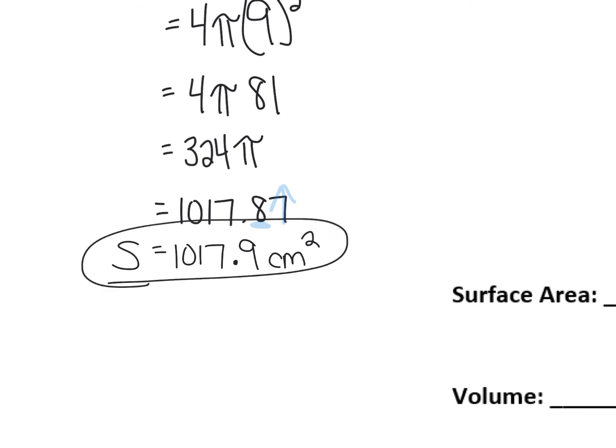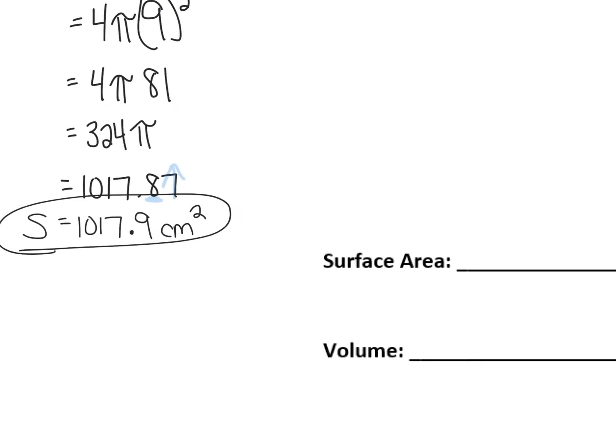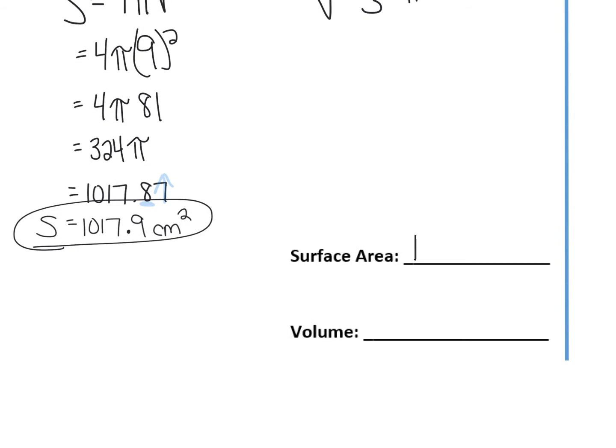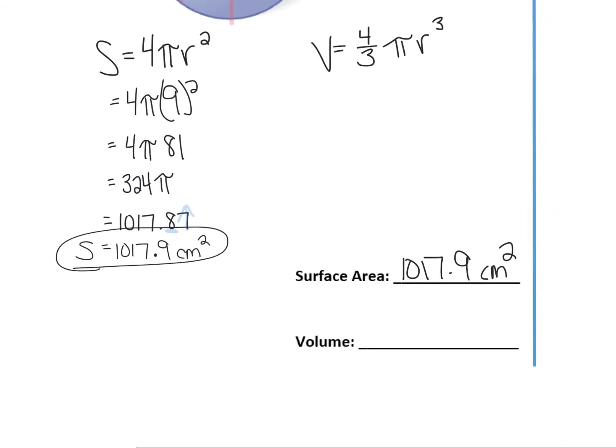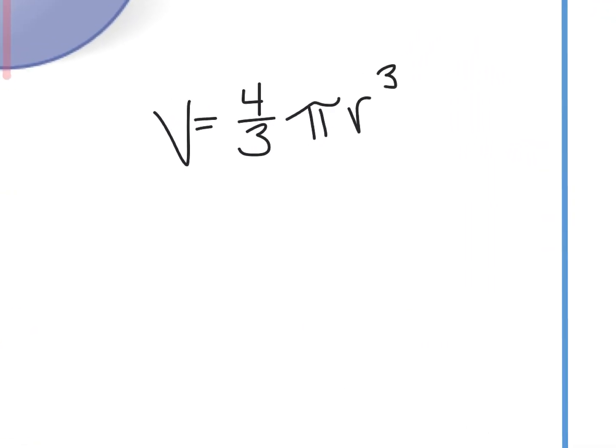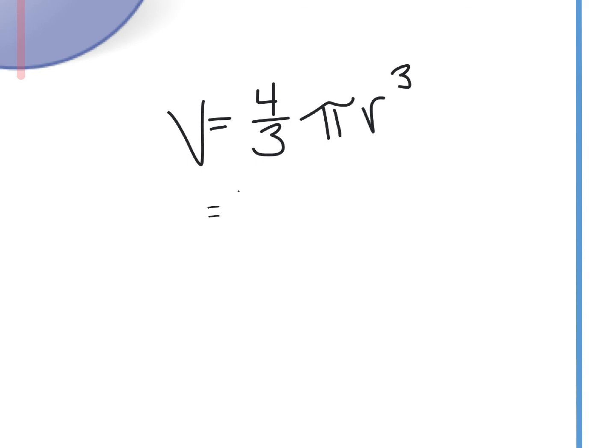Okay, so that's one of my answers. I can go ahead and write that in the blank. Okay. And now let's go ahead and work with the volume. Again, the only variable we're working with is that radius. So I have 4/3 pi, and remember my r was that 9.